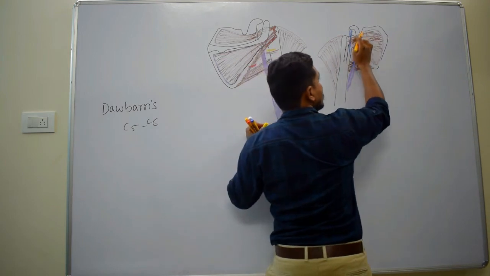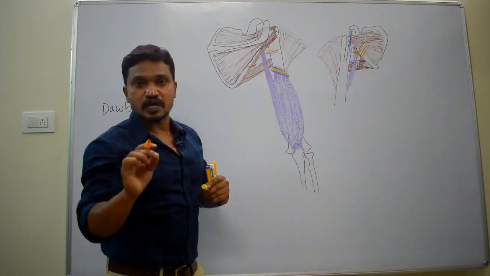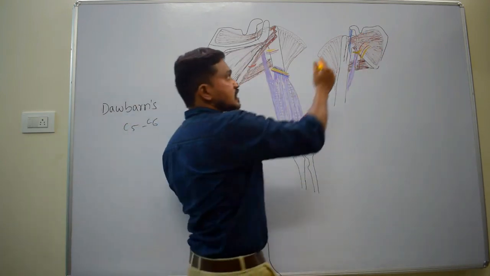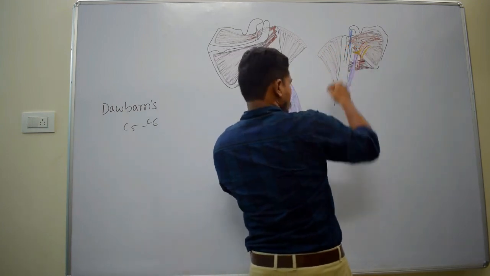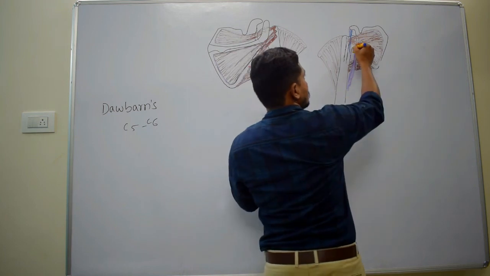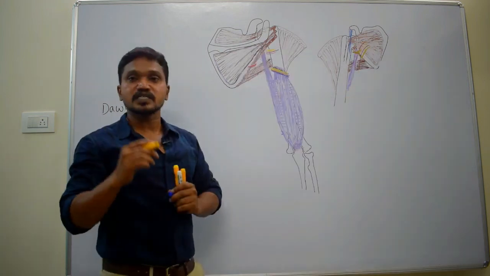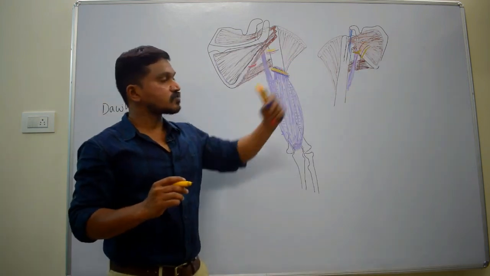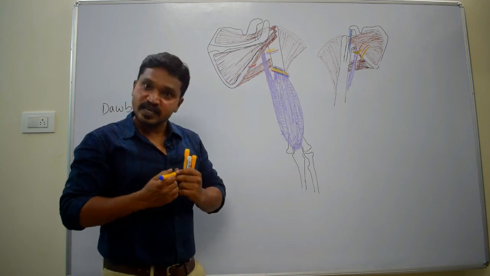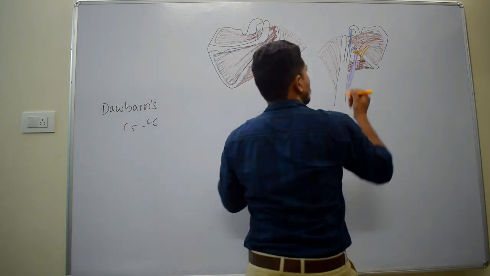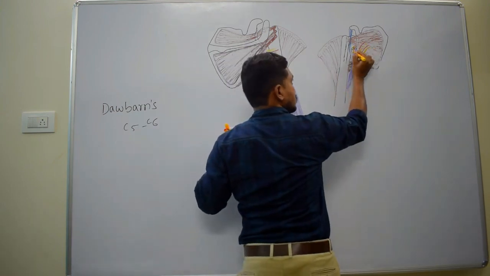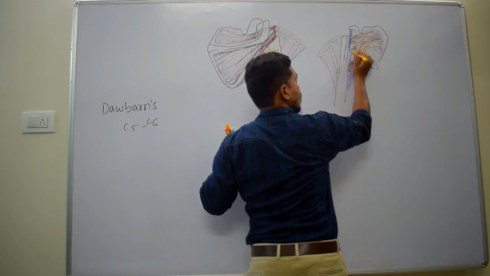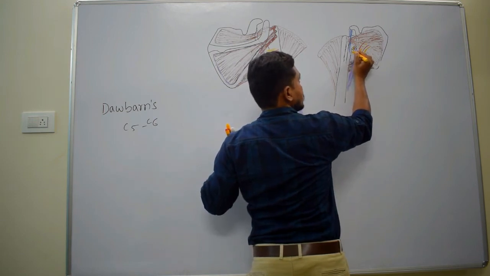When it is winding around the lower border of subscapularis muscle, it is in relation with the capsule of shoulder joint. Let me draw. This is capsule of shoulder joint. It is in intimate relationship with the capsule, and there itself it gives a branch to the shoulder joint. After that, it enters into quadrangular space. Up to here only I can show axillary nerve.